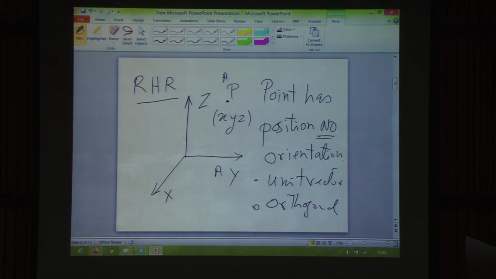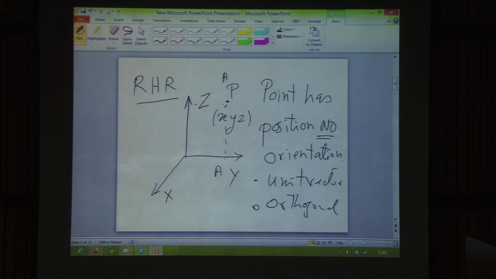Now, in this axis system, I am going to define the position of a point. How do I do that? I put a point here and say that the position of this point is x, y, z. What does this mean? This means that if I take a projection from P and put it here, this will be x, this will be y, and that will be z. That's the meaning of coordinate of a point.